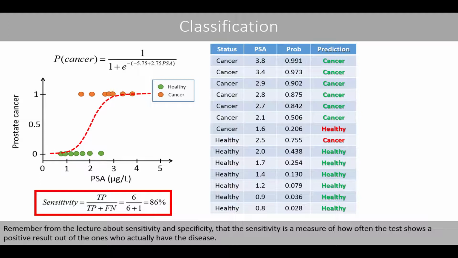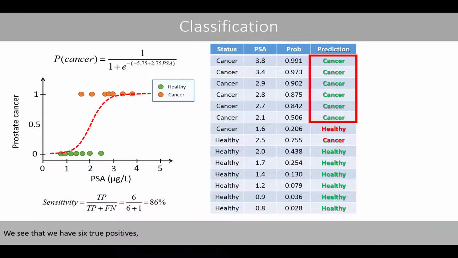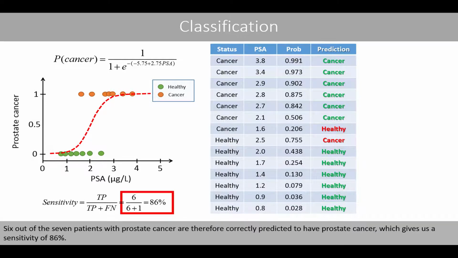Remember from the lecture about sensitivity and specificity that the sensitivity is a measure of how often the test shows a positive result out of the ones who actually have the disease. We see that we have 6 true positives and 1 false negative. 6 out of the 7 patients with prostate cancer are therefore correctly predicted to have prostate cancer, which gives us a sensitivity of 86%.